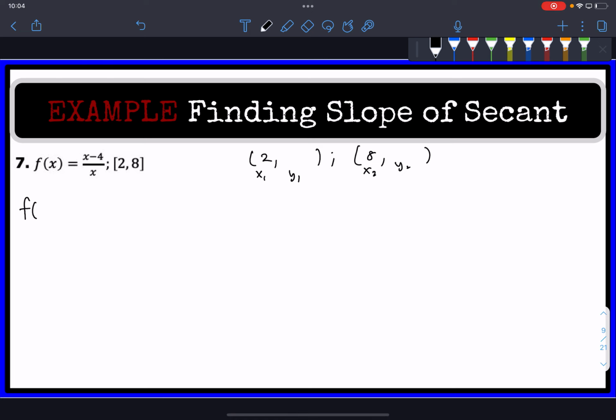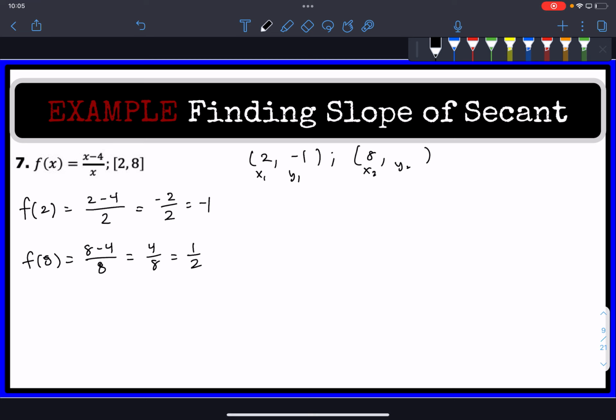So we're going to start by evaluating f of 2. This would be 2 minus 4 divided by 2, again replacing all of the x's with 2's. 2 minus 4 is negative 2, so this simplifies to negative 1. Now let's do the same thing with 8. So 8 minus 4 divided by 8. 8 minus 4 is equal to 4, and 4 divided by 8 is equal to 1/2, or the decimal 0.5.